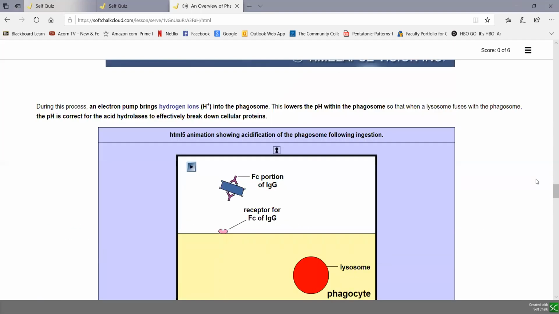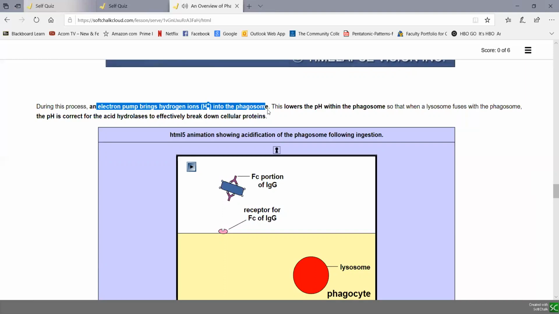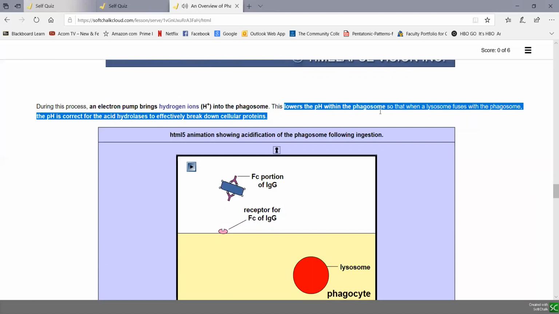Now, during the process of phagosome formation, another important thing happens. An electron pump brings hydrogen ions, or protons, into the phagosome. And remember, hydrogen ions are what make acid. So as the protons are pumped into the phagosome, this lowers the pH within the phagosome, so that when the lysosome containing the killing chemicals fuses, the pH is correct for the acid hydrolases, the enzymes the phagocyte uses to break down the cellular proteins of the bacteria, to be most active.